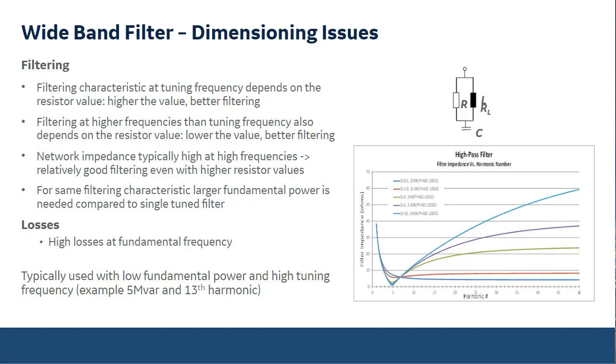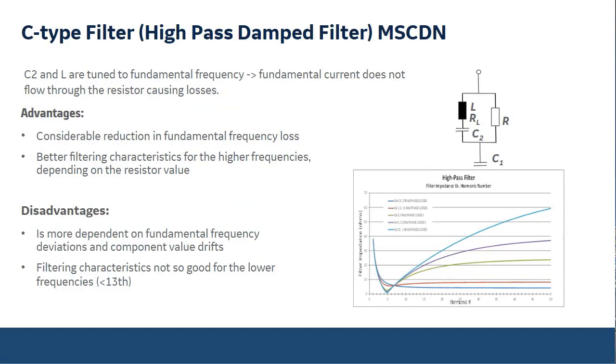So we can use higher resistor values, which means lower fundamental frequency losses, and still it will filter the higher harmonics quite well. Okay. Then another filter is the C-type filter.